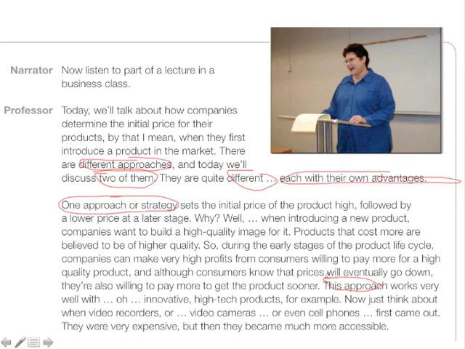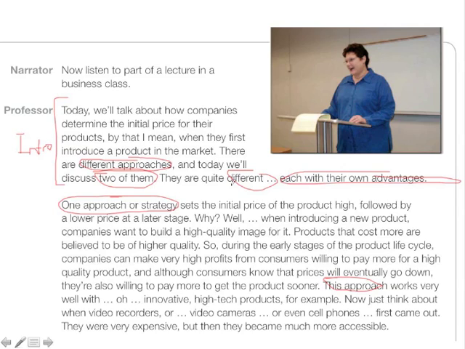Now, before we move on with the second part of the lecture, I've highlighted a few words already to help us see how the professor's organizing it. So again, notice the talk about different approaches and that there are 2 of them. So already in the introduction, which clearly we can see from the transcript here, the professor has given us a kind of a preview of what we're going to hear.